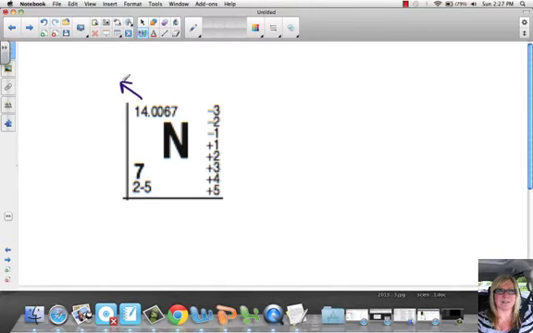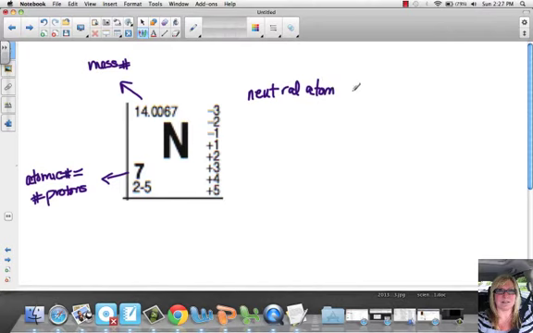Well, this number is the mass number. This number is the atomic number. And that equals the number of protons. It also lets us know the number of electrons, because in a neutral atom, protons equal electrons. Protons equal electrons. This is the electron configuration.